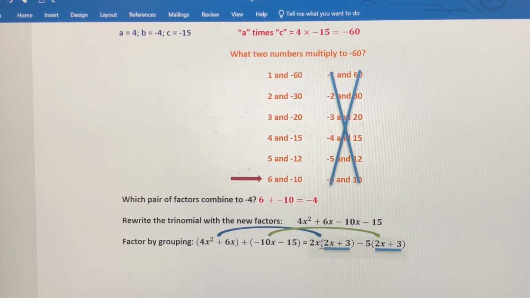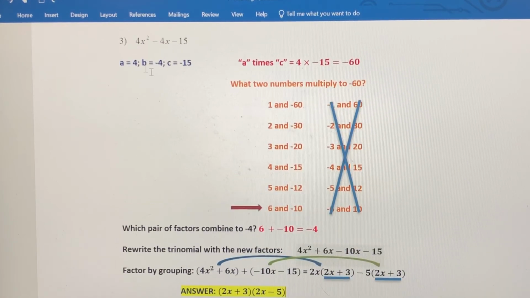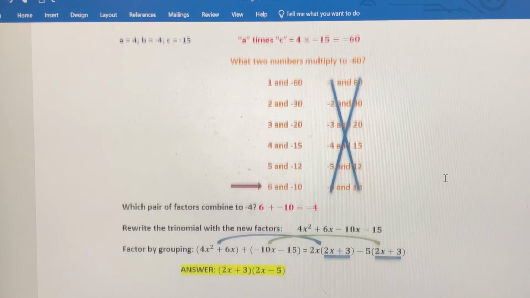So we've got an expression here, we've got an expression here. They have that 2x plus 3 in common. So I'm going to divide out the 2x plus 3, and what's left over is this 2x and this minus 5, so that's going to be my second binomial. So the factorization of 4x squared minus 4x minus 15 appears for now to be 2x plus 3 times 2x minus 5, okay? Let's double check our work.